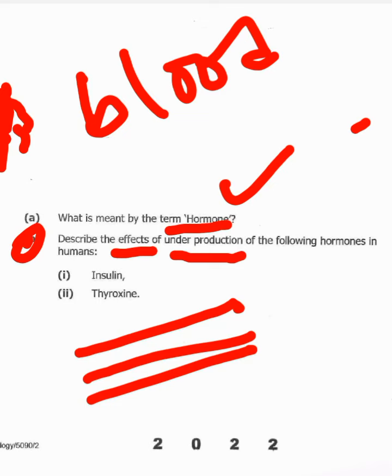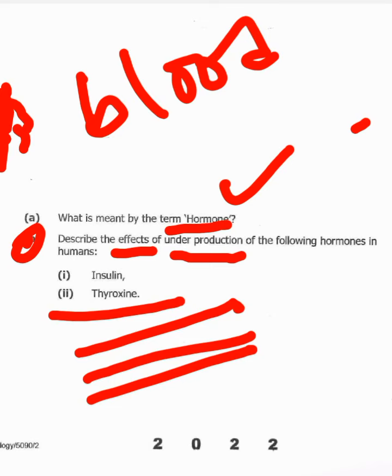So we understand insulin is a vital hormone which deals with the level of glucose in our blood. These are some of the things that we need to understand. Now let's come to thyroxine. What normally happens if thyroxine is underproduced?